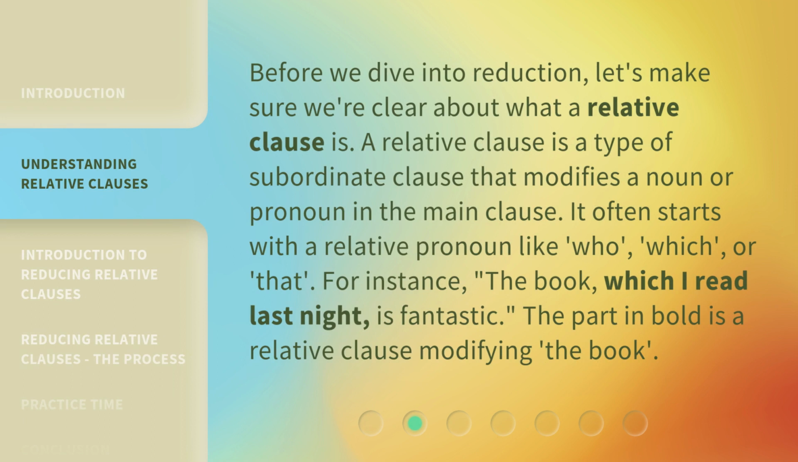Before we dive into reduction, let's make sure we're clear about what a relative clause is. A relative clause is a type of subordinate clause that modifies a noun or pronoun in the main clause. It often starts with a relative pronoun like who, which, or that. For instance, the book, which I read last night, is fantastic. The part in bold is a relative clause modifying the book.